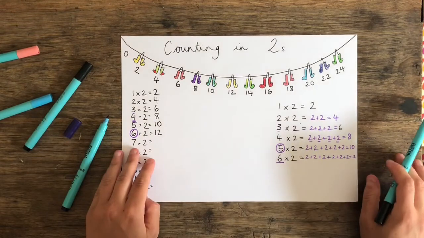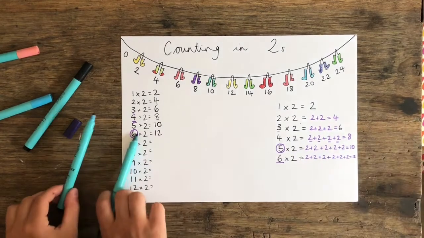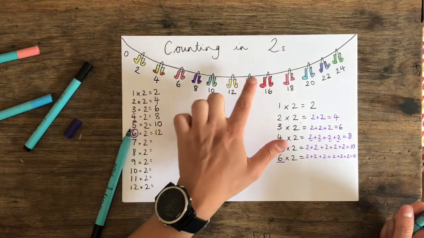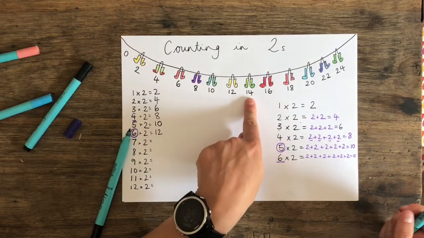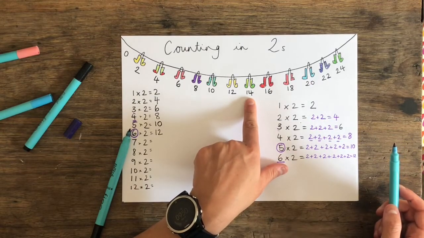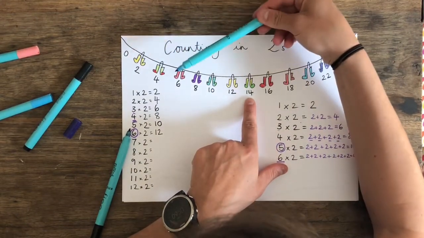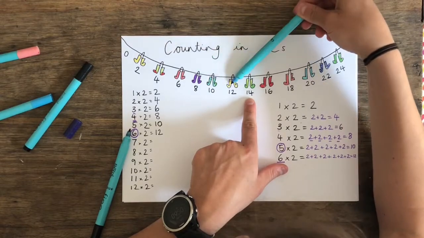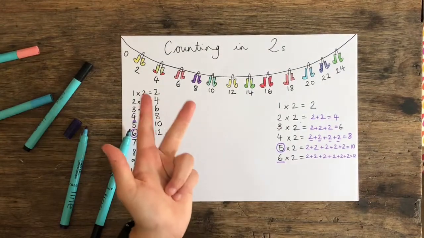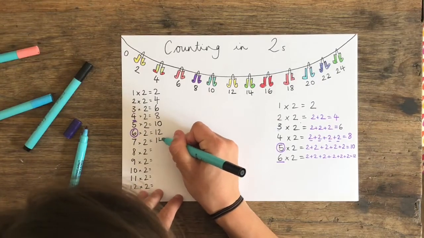7 times 2. What's 7 times 2? I could count the pairs. 1, 2, 3, 4, 5, 6, 7. The little green pair. 7 is 14. Okay, so I could count them together. Now I'm up in 2's. 2, 4, 6, 8, 10, 12, 14. I could use my fingers. 2, 4, 6, 8, 10, 12, 14. So 7 times 2 is 14.